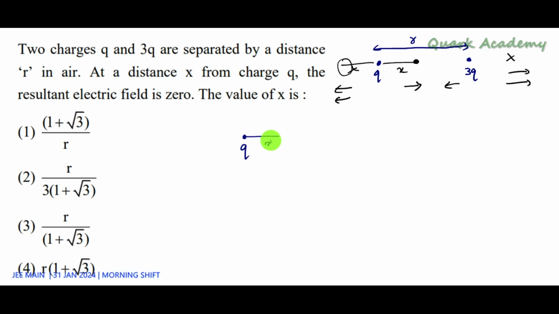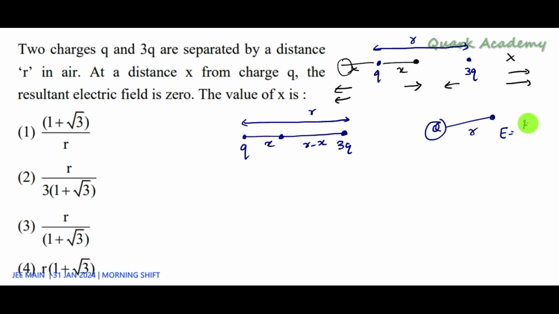This is Q, x distance at this point electric field is 0 and we have 3Q and the overall distance is R. So which means this distance will be R minus X. Now if you have a charge Q at a distance R, the electric field can be written as E equal to KQ by R square. So we'll do the same thing. Since the net electric field is 0, the electric field due to Q and 3Q should be equal in magnitude, since the directions are opposite. So let me write KQ by X square, which is equal to K3Q by (R minus X) square.